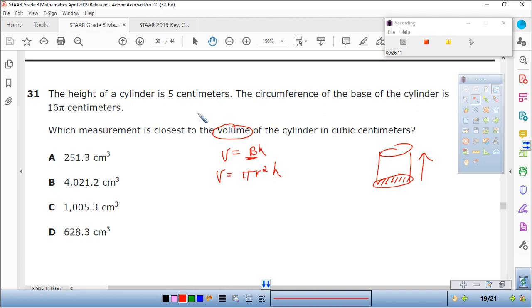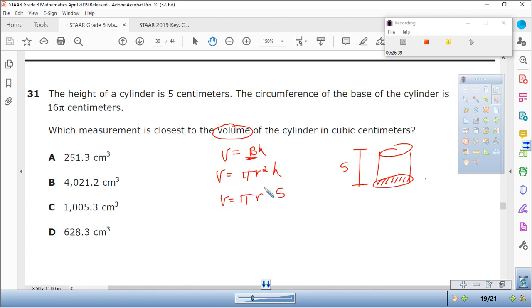What did they give us? Did they give us anything anywhere here? They gave us numbers. What numbers did they give us? 5 is the height, which is perfect, so we can replace that 5 here.